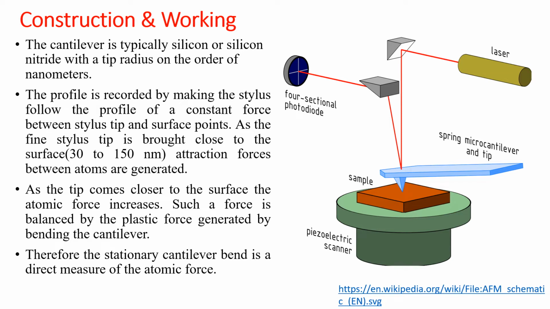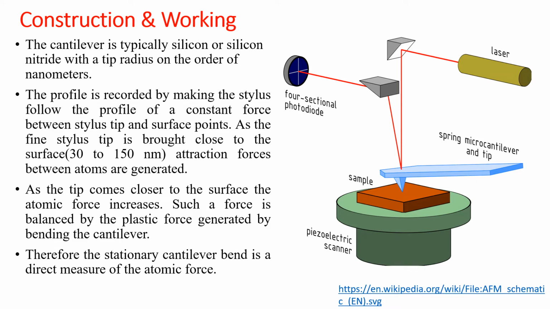As we know, there is a cantilever beam with a sharp tip, and it is used to scan the specimen surface. This cantilever is typically made up of silicon or silicon nitride with a tip radius of the order of nanometers. When the tip is brought close to the sample, the force between the tip and sample leads to the deflection of the cantilever, because it relies on the forces between the atoms on the tip and in the sample.